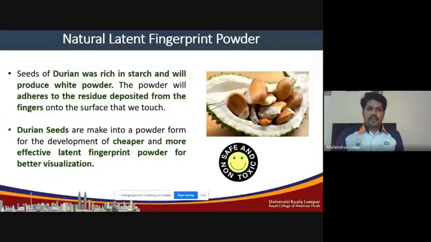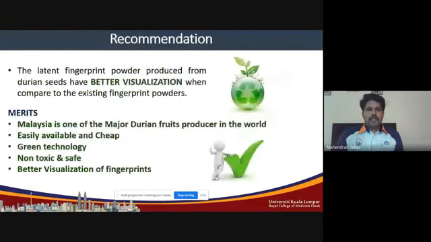It is not that pharmacy students only need to do pharmacy related research or innovation. We can focus on something which is useful to the public as well as to the society. Still, that is considered an innovative product. So the advantages of this product: it is obtained from waste material, that is seeds of plant material, and we haven't used any synthetic chemicals along with that durian seed powder. We use only the seed powder, so it is non-toxic and safe, with better visualization of fingerprints.